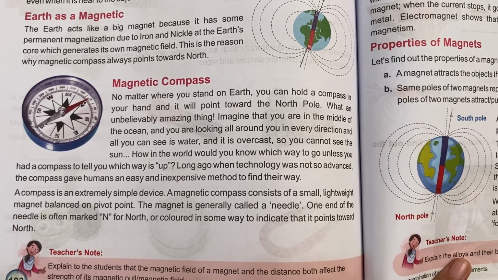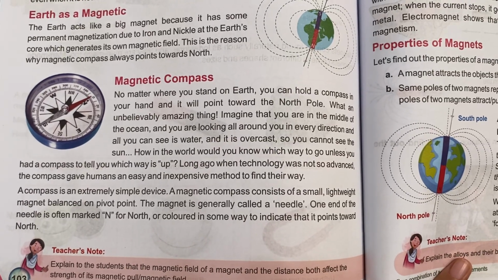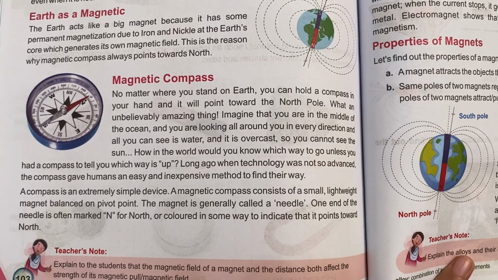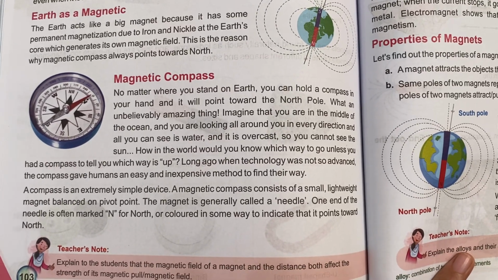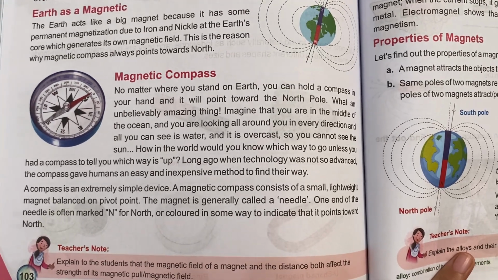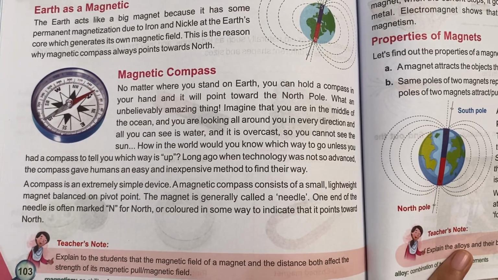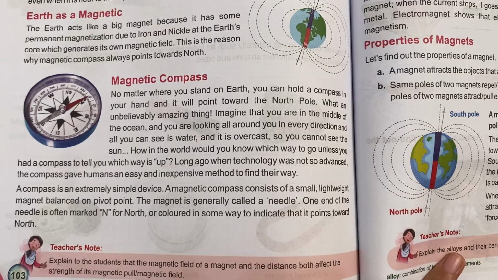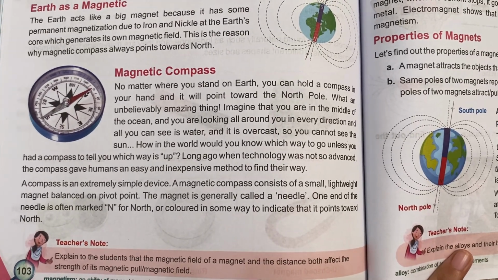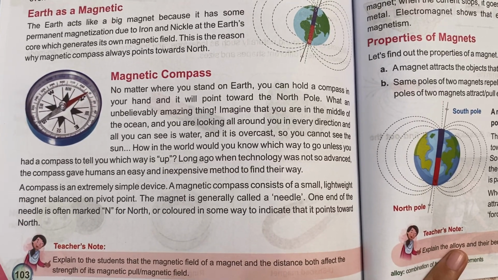Long ago, when technology was not so advanced, the compass gave humans an easy and inexpensive method to find their way. A compass is an extremely simple device. A magnetic compass consists of a small, lightweight magnet balanced on a pivot point. The magnet is generally called a needle. One end of the needle is often marked N for north or colored in some way to indicate that it points toward north.